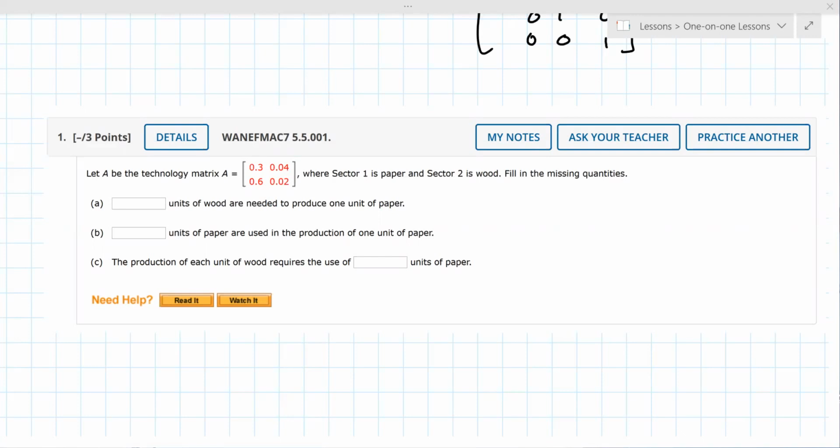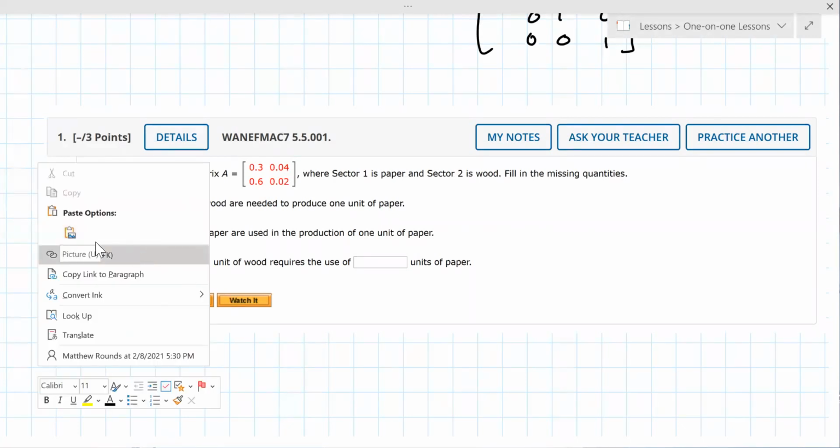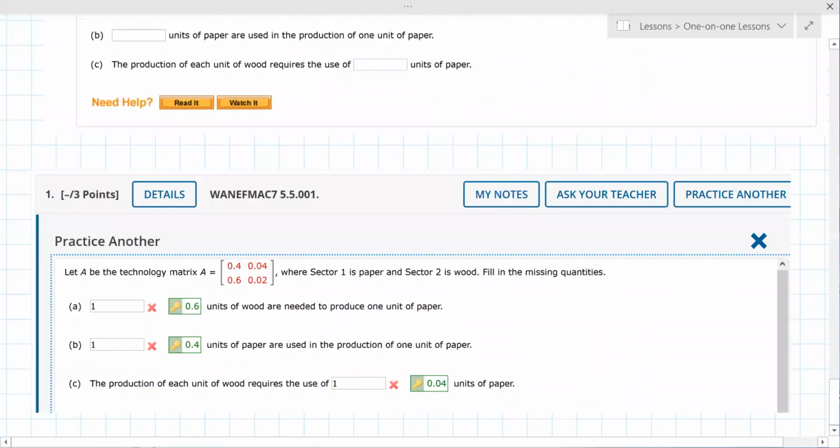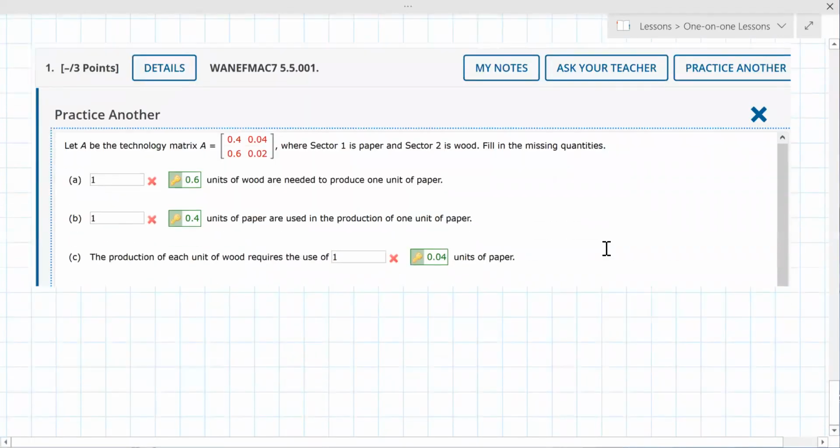So let me snip this one in so you can see, because sometimes it's just easier to see where the numbers come from. So in the practice problem here, which I'm snipping down below, here is the practice problem, and you can see that 1 unit of wood is needed to produce 1 unit of paper. So sector 1 is paper, and sector 2 is wood.